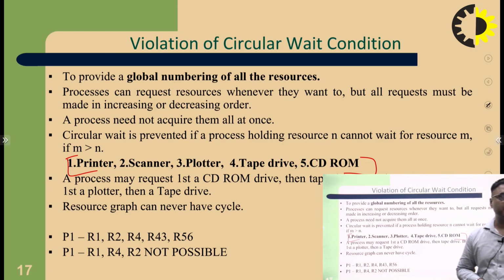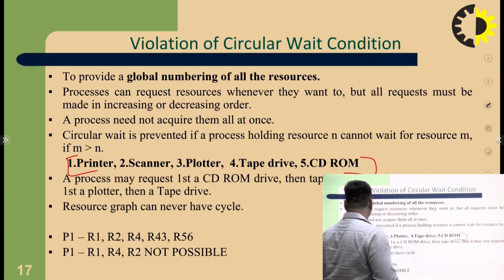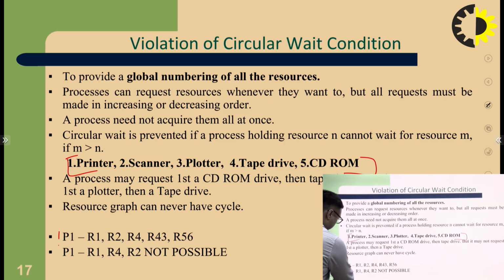Circular wait is prevented if a process holding resources cannot wait for resources if m is greater than n. Printer, scanner, plotter, tape drive, CD: these are the resources, numbered from 1 to 5. As already mentioned, m is greater than n refers to this numbering. In the last point, P1 holding R2 and requesting R4 in this way is not possible.